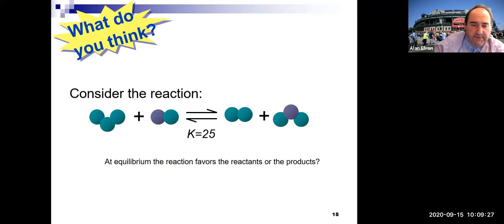So just to illustrate that, if we look at Mickey Mouse there, plus a couple other circles, makes Mickey up on his head on the other side. And if we have a K value here of 25, would we expect more reactants or products when we reach equilibrium? So take a second and think about what you think the answer is.